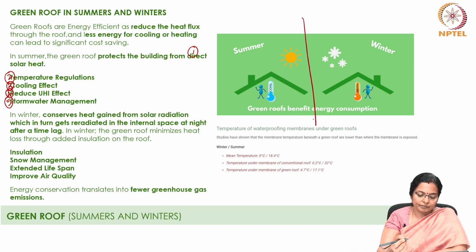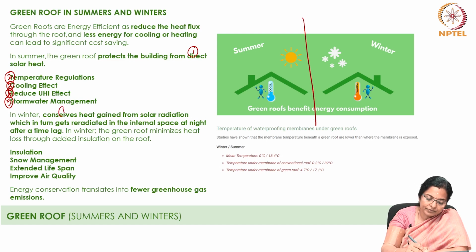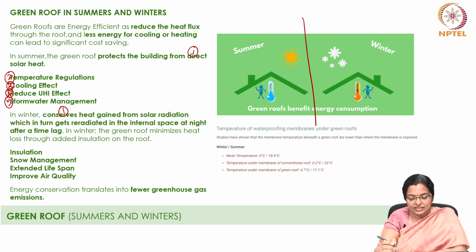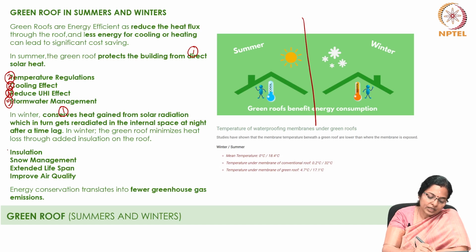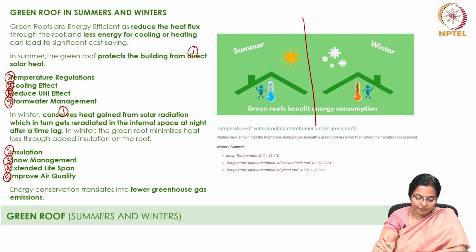In winter, it conserves heat gained from solar radiation, which in turn gets re-radiated to the internal space at night after a time lag. In winter, the green roof minimizes heat loss through added insulation on the roof, snow management, extended lifespan, and it improves the air quality.